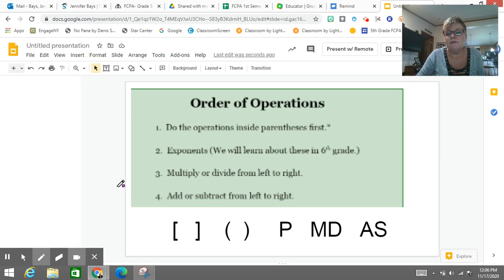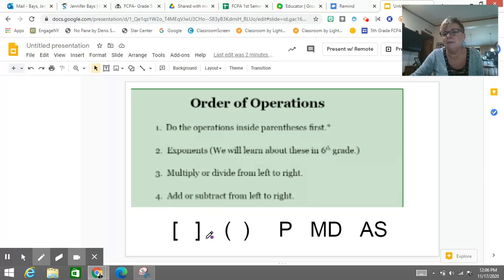Order of operations. We've done this before. Parentheses, multiply and divide, add and subtract. Parentheses, then multiply and divide, then add and subtract. This time, we're adding in brackets. Brackets are just fancy parentheses.